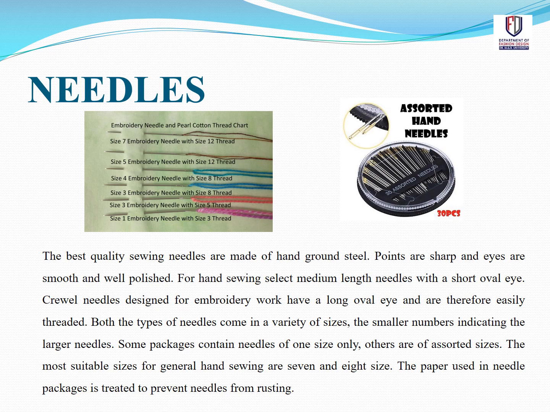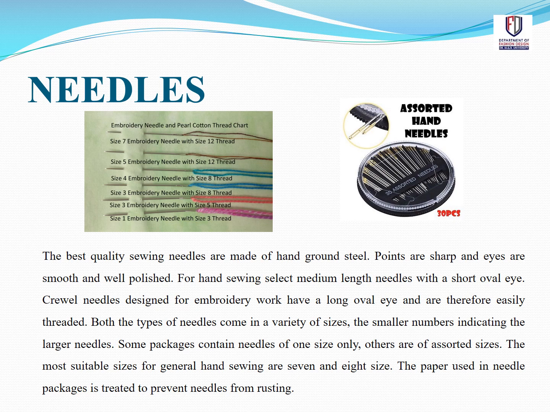Needles. The best quality sewing needles are made of hand ground steel. Points are sharp and eyes are smooth and well polished. For hand sewing, select medium length needles with a short oval eye.